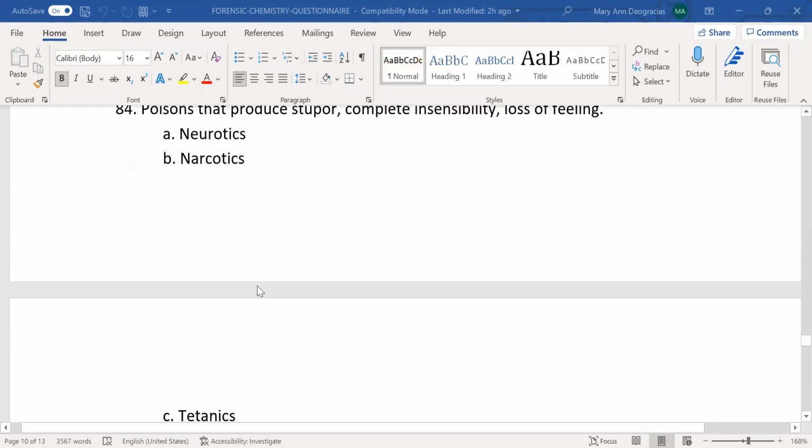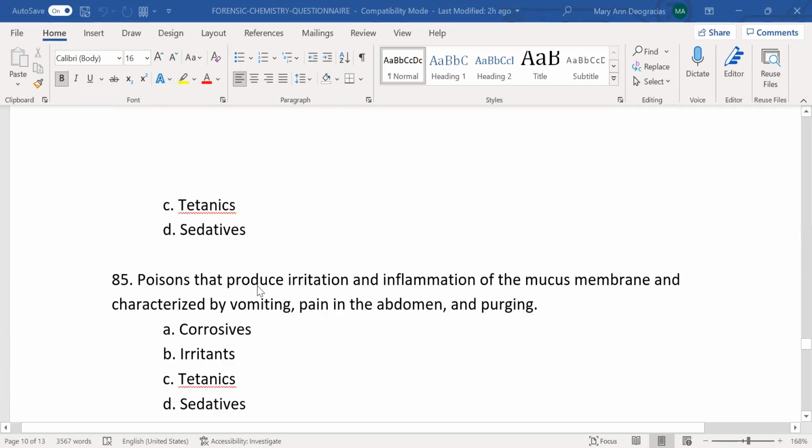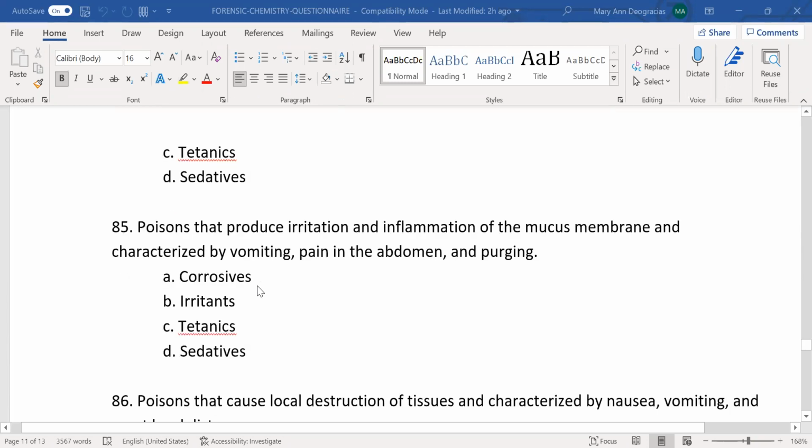Alright. Ano na tayo? 85. Poisons that produce irritation and inflammation of the mucous membrane and characterized by vomiting, pain in the abdomen, and purging. Yung bumabaliktad yung sikmura. Irritants. Yes.